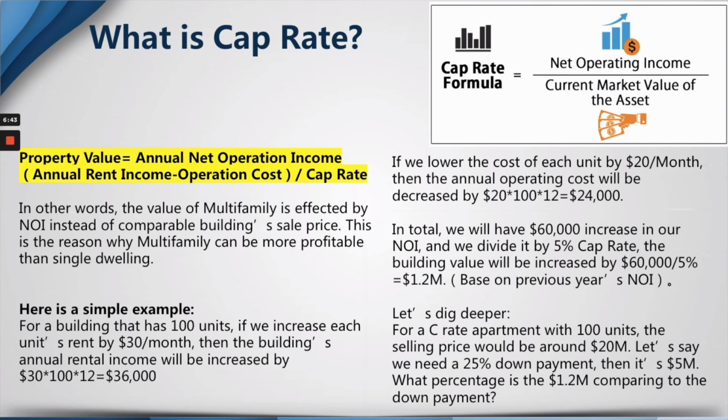Let's dig deeper. So for a C-rated apartment building with 100 units, the selling price would be around, let's say, 20 million. Let's say we need 25% down payment. Then you need 5 million for the down payment. Now, if you have just increased your building value by 1.2 million, what percentage is that 1.2 million compared to the down payment? This is how you amplify your return on owning multifamily buildings.